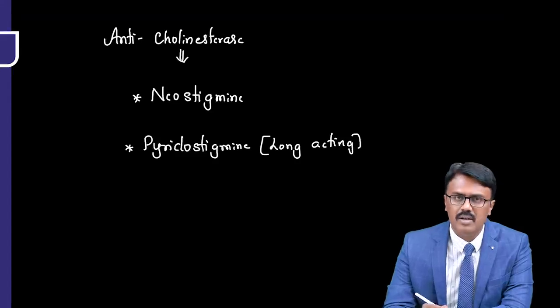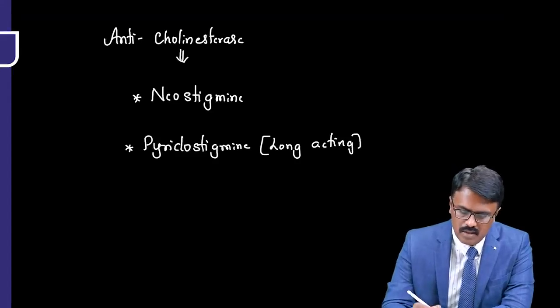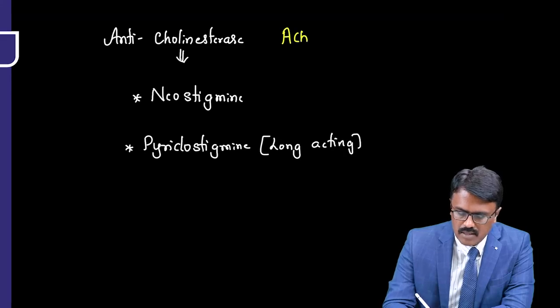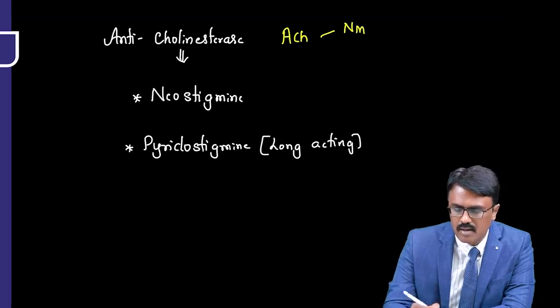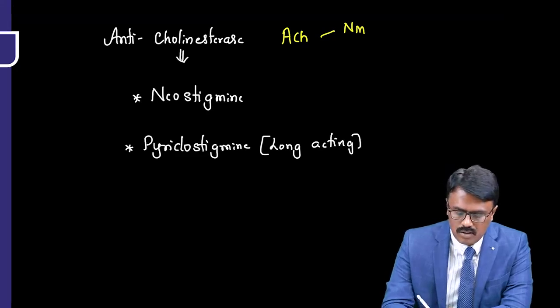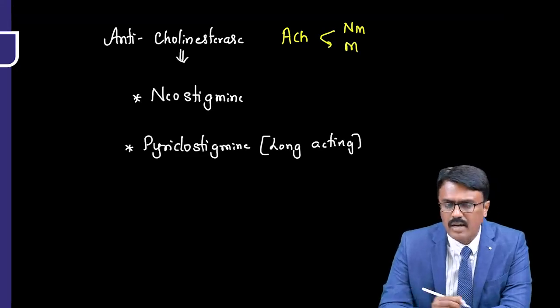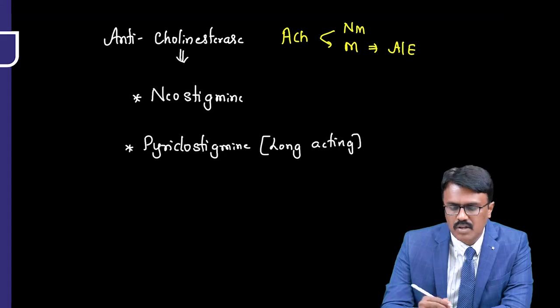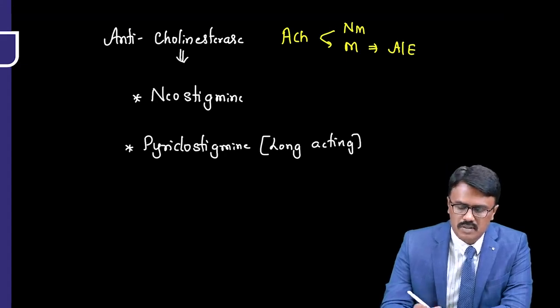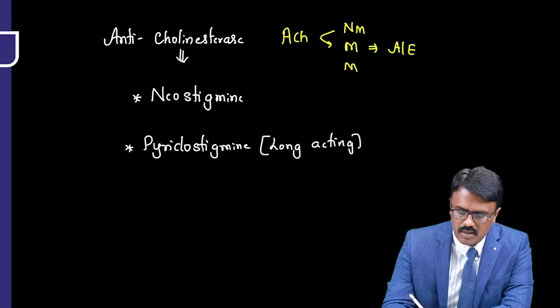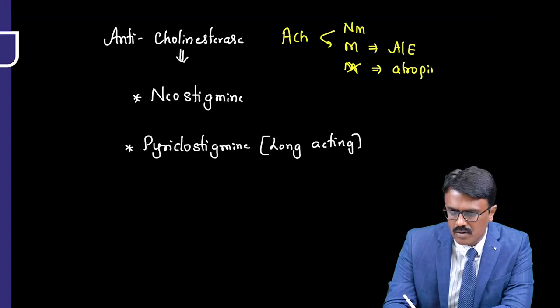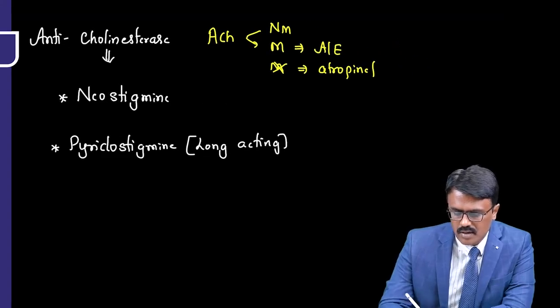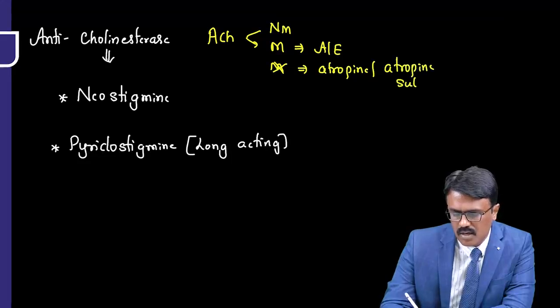Now where do we want the action? We want the action of acetylcholine at the NM junction, but you cannot tell it to work only there. So many a time it will act on muscarinic receptors and the patient will have muscarinic adverse effects. So how do you take care of muscarinic adverse effects? Block the muscarinic receptor. The drug is atropine, or you can use atropine substitutes if the patient develops muscarinic adverse effects.